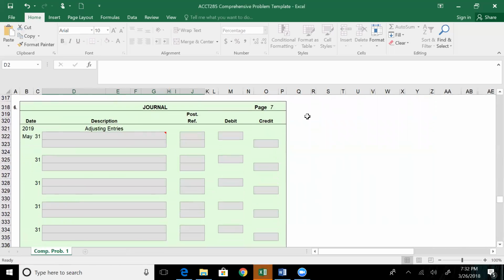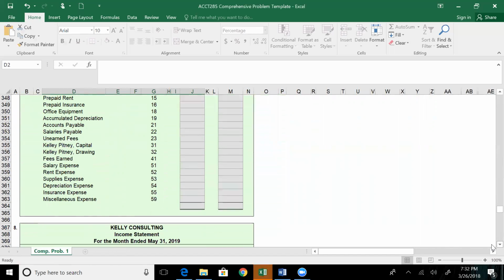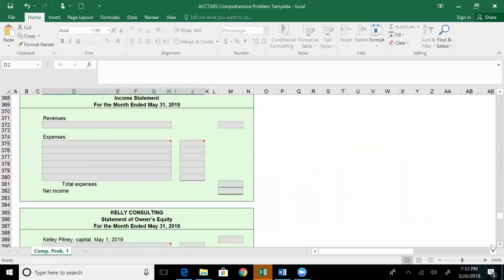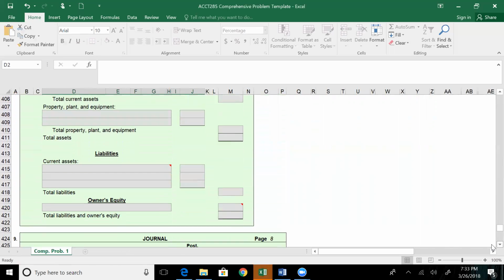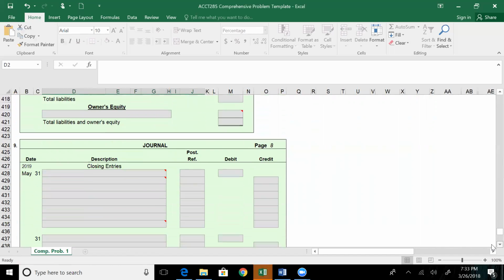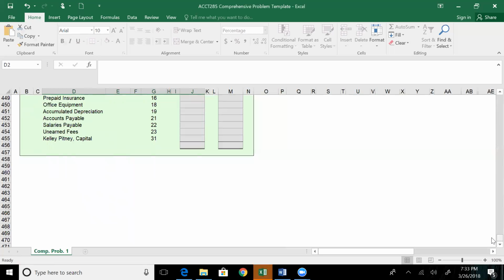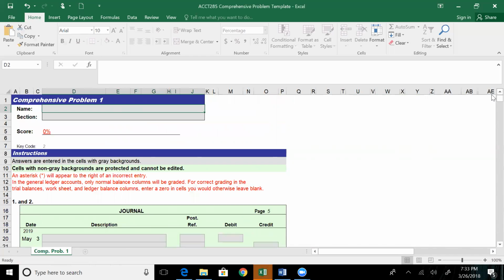And then on page 7 of the journal, you'll start preparing your adjusting entries. And then you prepare an adjusted trial balance. Then you'll prepare your financial statements: income statement, statement of owner's equity, and balance sheet. So basically everything you learned in the first couple of weeks of this class. Then you have your closing entries, and then you have your post-closing trial balance. So that is what is expected of both of these projects. If you have any questions, please make sure that you contact me, and there is plenty of time for me to give you help.